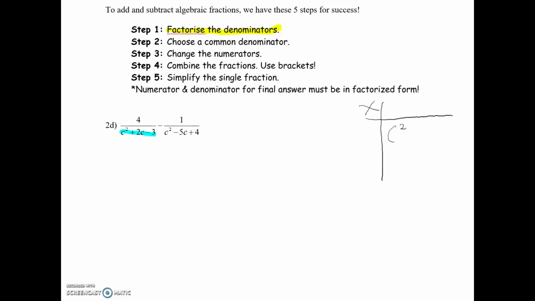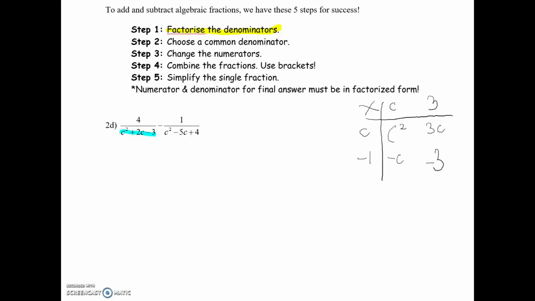So first, let us find the factors for c squared. We know that c times c gives you c squared. Next, we need to find the factors for the constant, negative 3. We know that 3 times negative 1 will give us negative 3. Now, let us multiply all the terms for these factors. So, 3 times c gives you 3c. c times negative 1 gives you negative c.